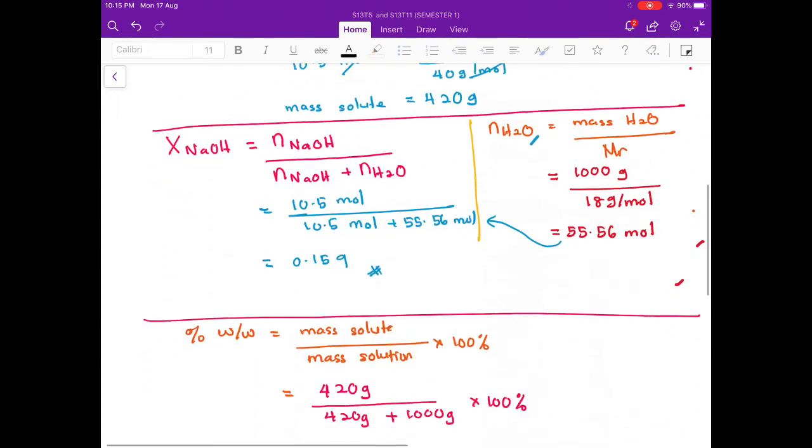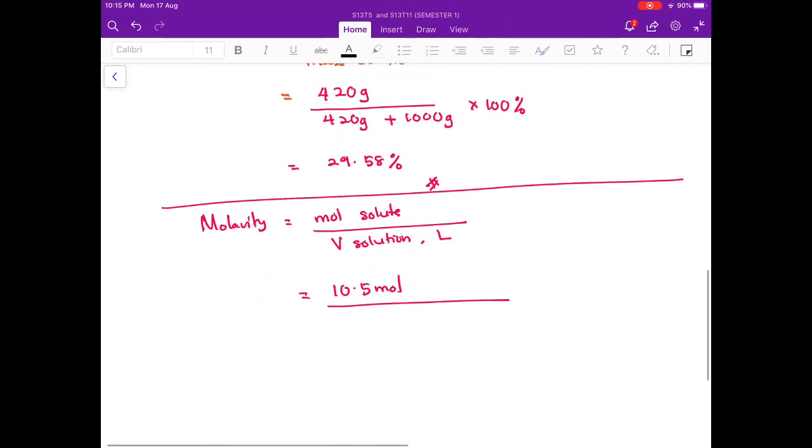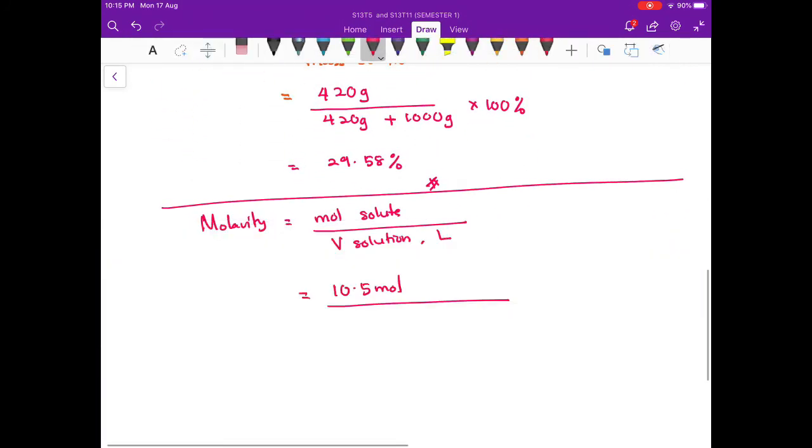Now I will insert the value, 1067.67 divided by 1000. Why do we need to divide by 1000? Because the volume obtained previously is in ml. So now your final answer is 9.83 molar. So this is the final answer for molarity.